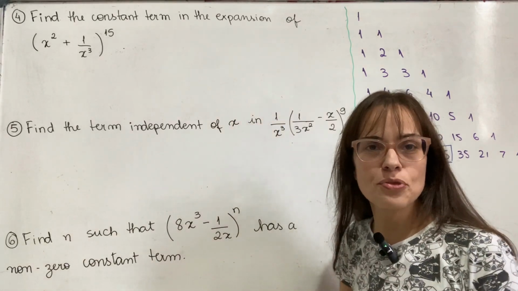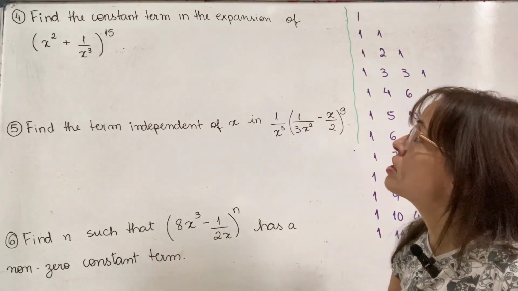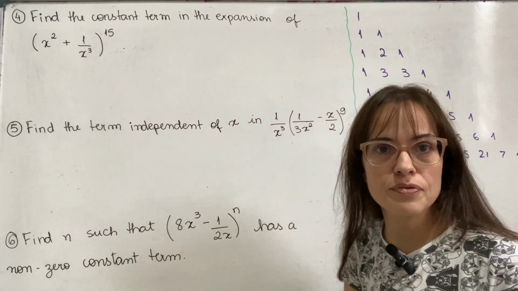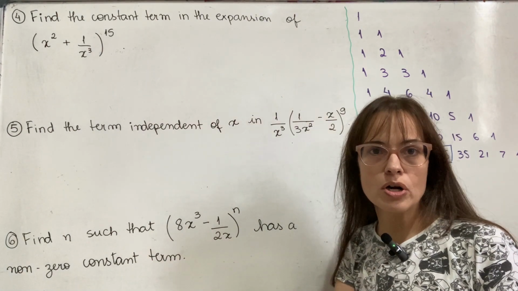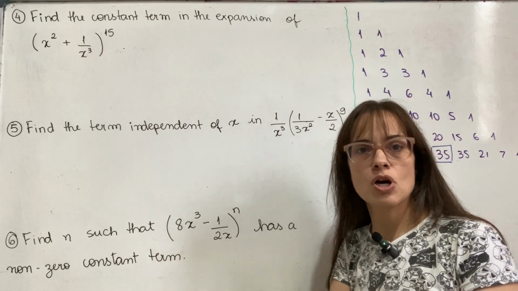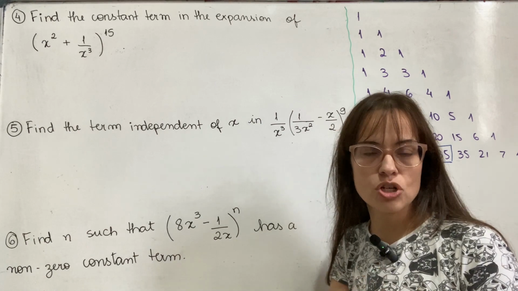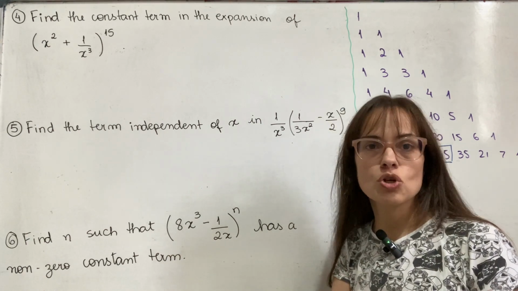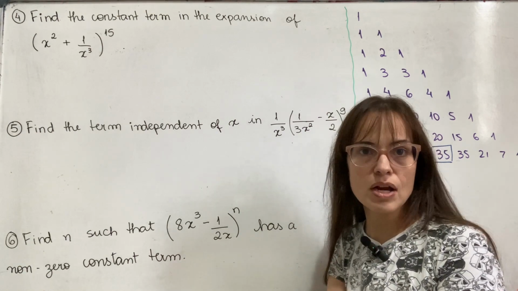All right, so here are 3 more problems for us to solve. The first one says find the constant term in the expansion of that thing to the power of 15. And this is a very common term that they use, constant term. Now, what does constant mean? Constant means something that doesn't change. And what changes in math? Variables change. So if something is constant, that means that it doesn't have a variable.